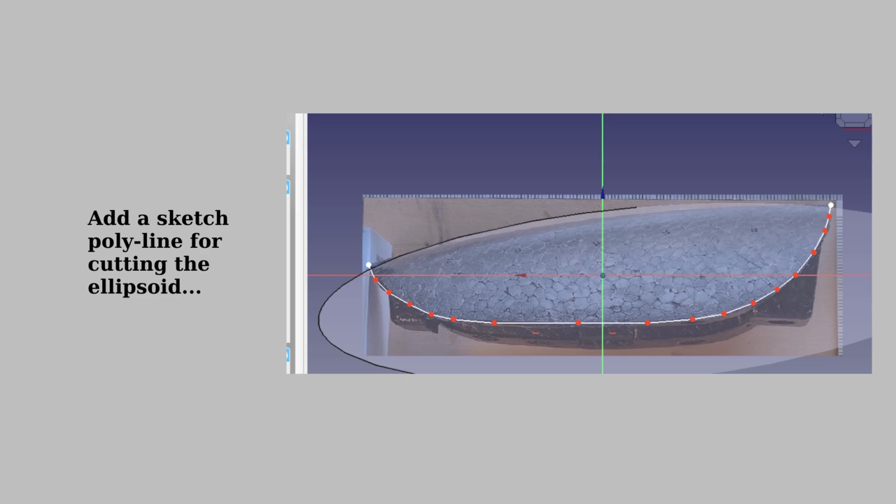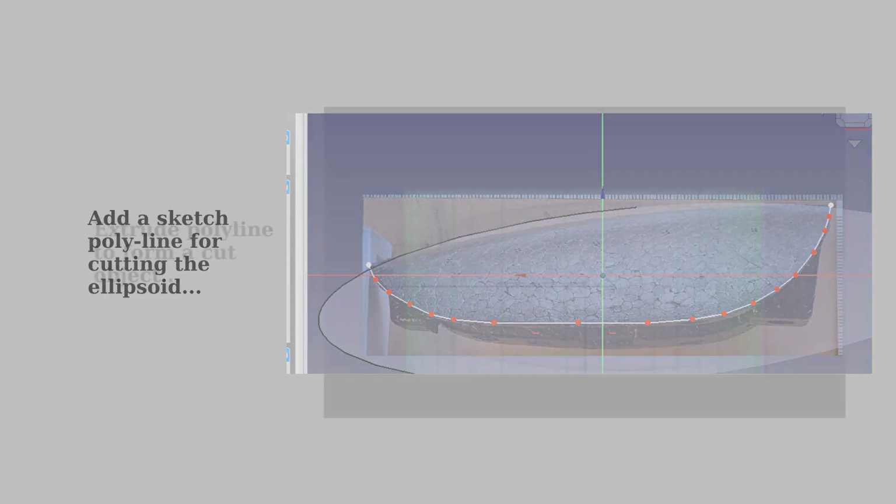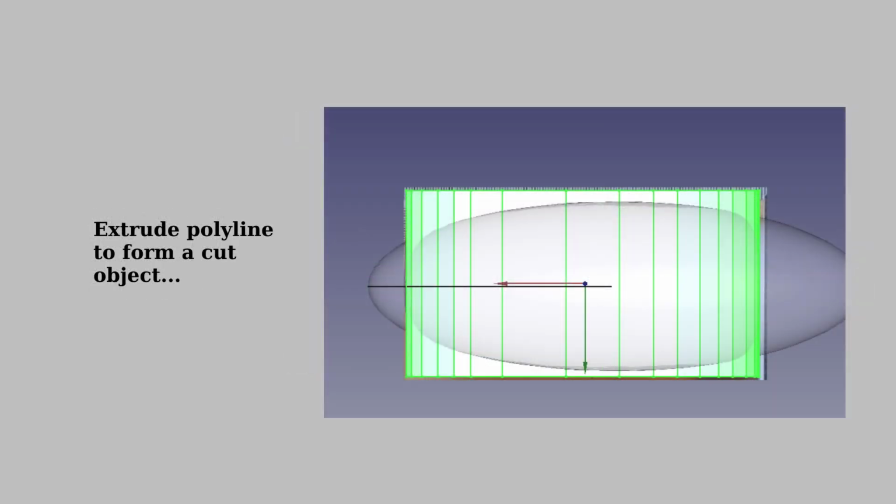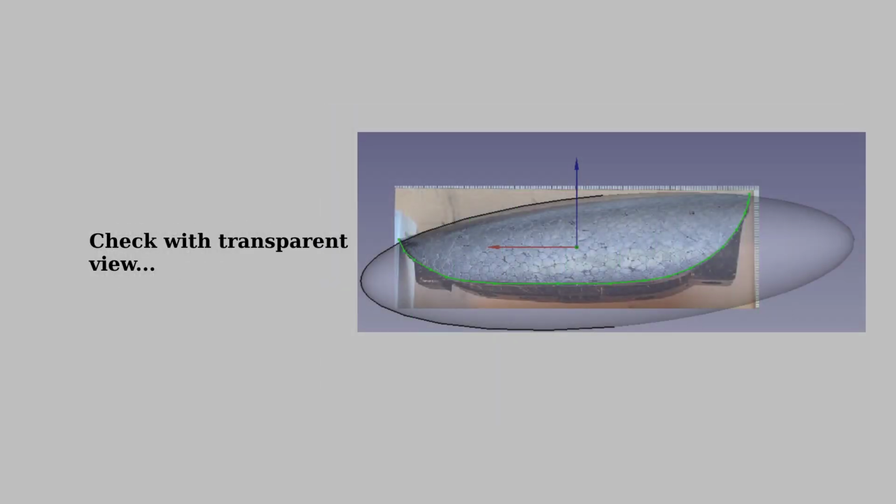We need to cut away portions of the ellipsoid that are not part of the cockpit. For this, I chose a polyline in a sketch that I traced out where the cockpit meets the fuselage. And then we can take that polyline and extrude it to form a cutting body. It always helps to double check the view through the body to the side image.